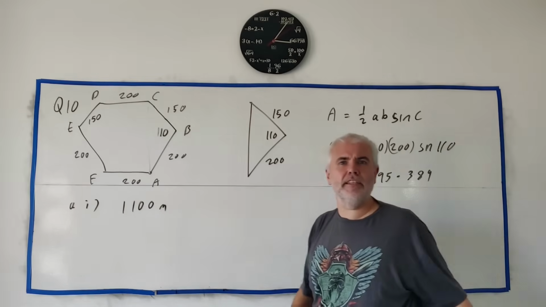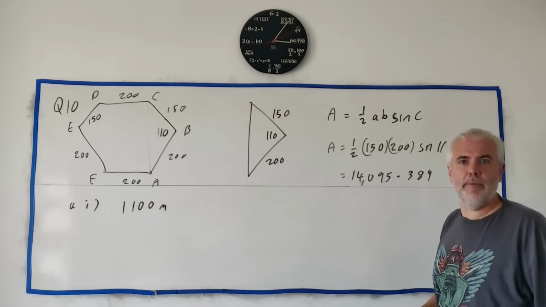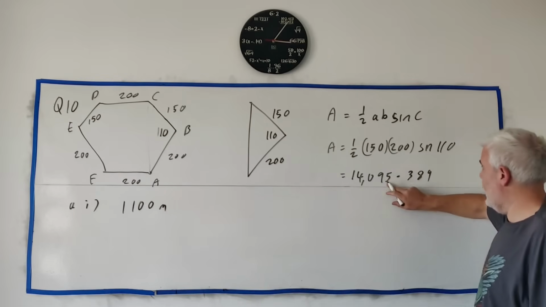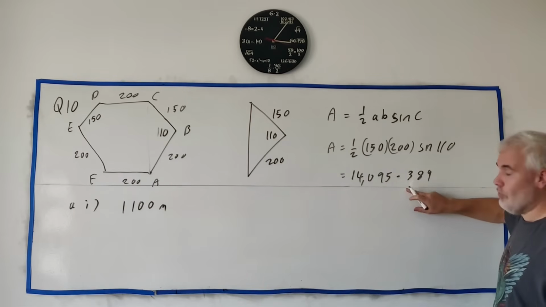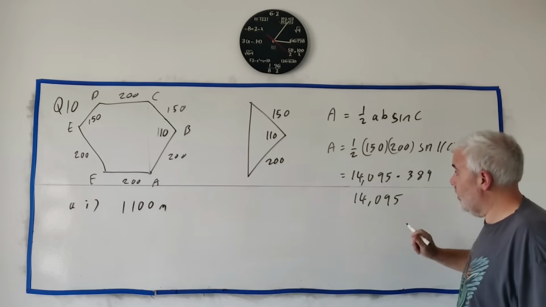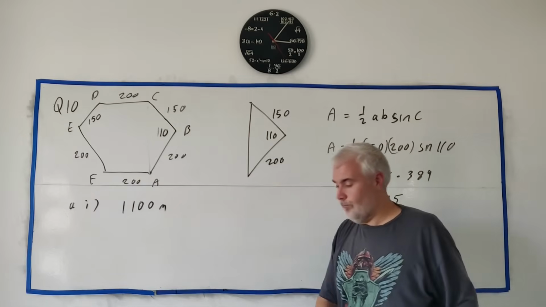You can put all of that into a calculator, and we would get out 14,095.389, and I'm guessing that's to the nearest meter squared. So we look at the 5 and the 3. That's closer to 50 than 60. So 14,095 is your answer to part 2.